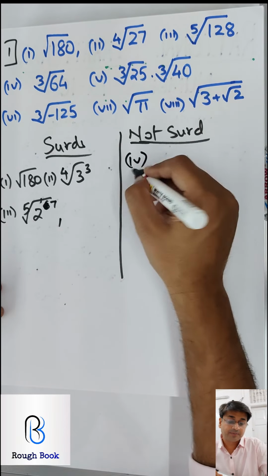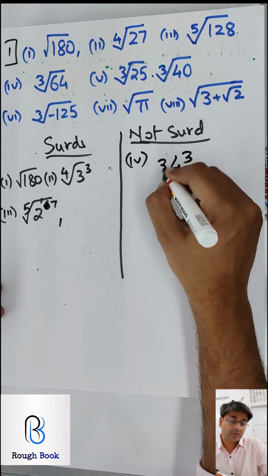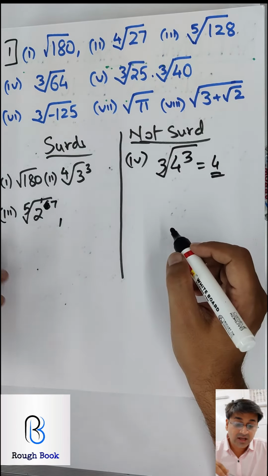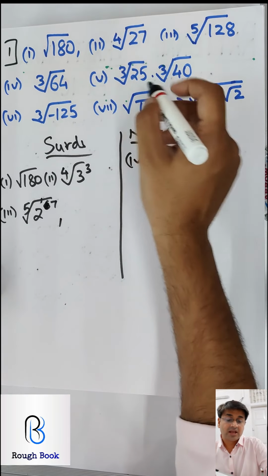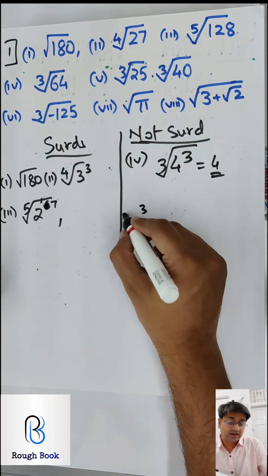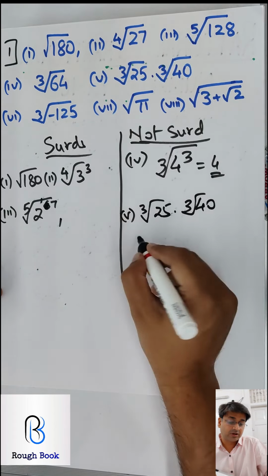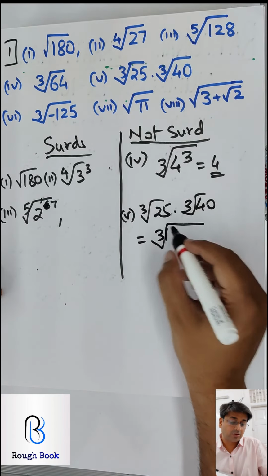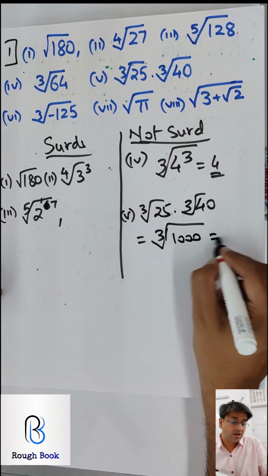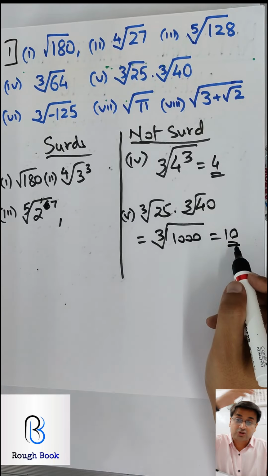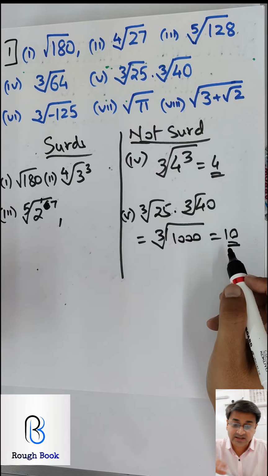Whereas the fourth one, basically 4 cube root. Cube and root can be cancelled and you get 4 without the root, therefore it is not a surd. Okay, then the fifth one, cube root 25 into cube root 40. When you solve, it becomes cube root of 25 into 40, that is 1000, which is 10, and therefore again it is not a surd. Why? Because you are able to solve it easily, the root is disappearing.